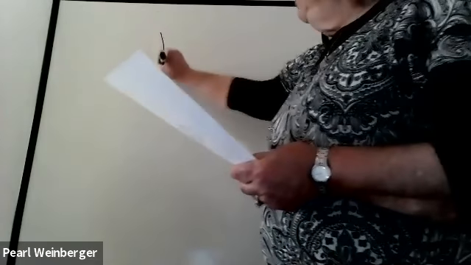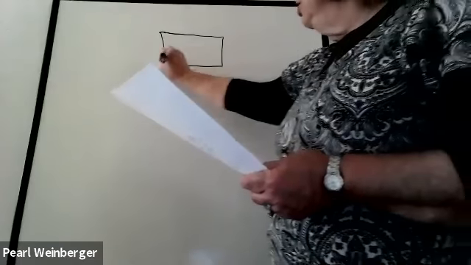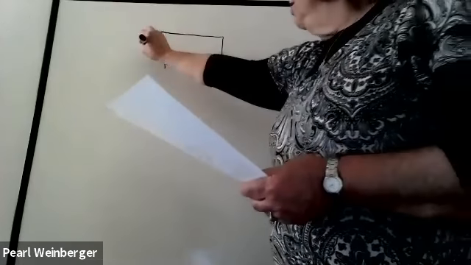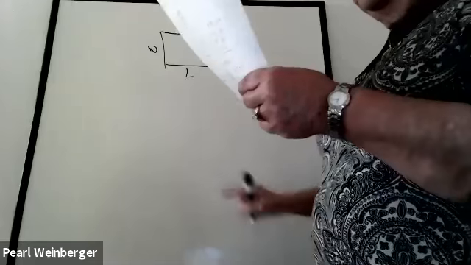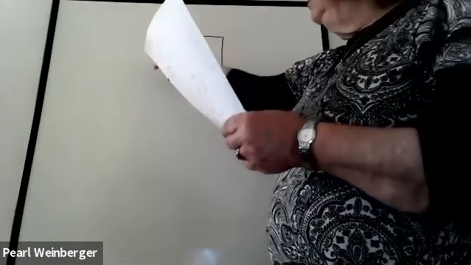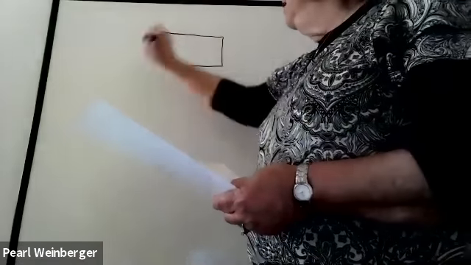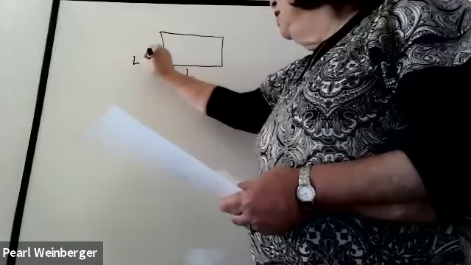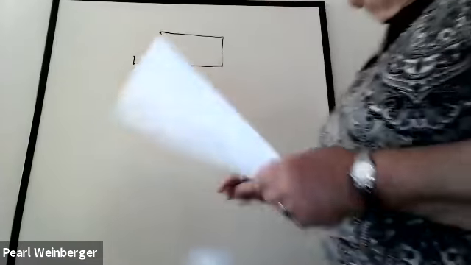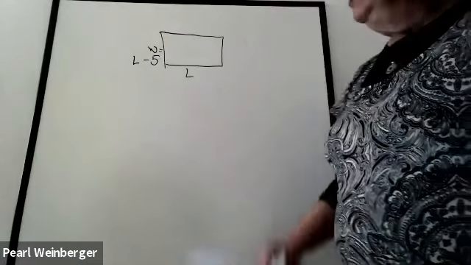So remember, when we have rectangle questions, we try to draw a little picture. This is our width. This is our length. They said the width is 5 less than the length. That means the W is L minus 5. 5 less means you have to subtract 5 from the length.